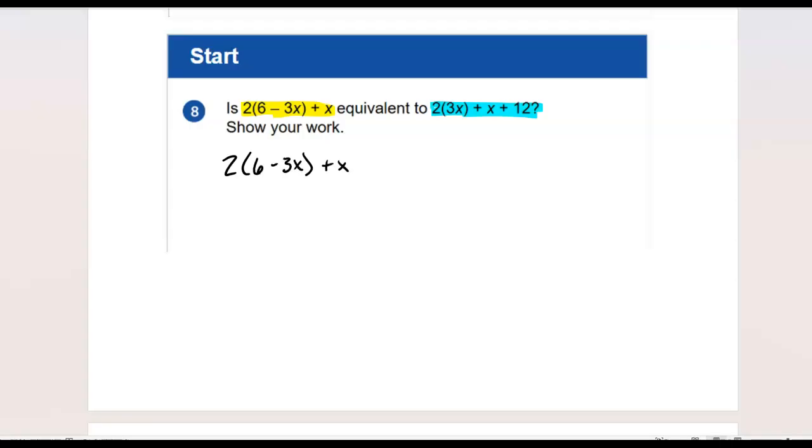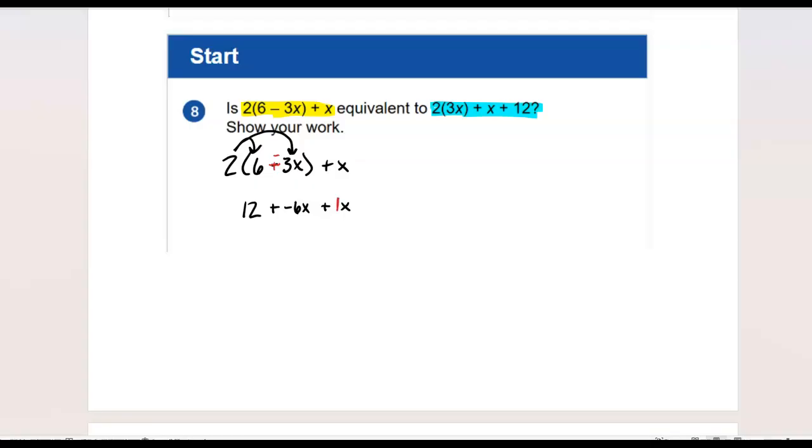Start off by, any time we see subtraction, changing it to adding a negative. Then we distribute. 2 times 6 is 12. 2 times a negative 3x is a negative 6x. Don't forget this plus x.